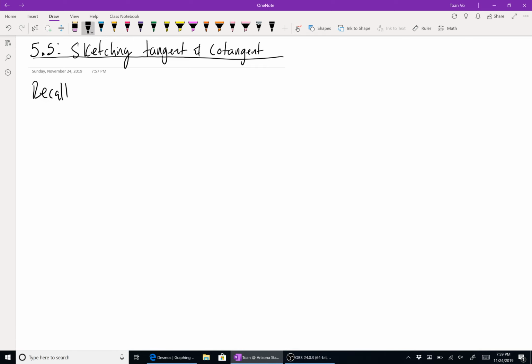Recall the definition, or the graphical definition, of tangent. For any angle theta, the tangent of theta is the sine function divided by the cosine function. Remember when we put a circle on a Cartesian plane, we saw that tangent was y over x, but y was sine and x was cosine. So tangent, by definition, is the ratio of sine and cosine. It is a rational function.